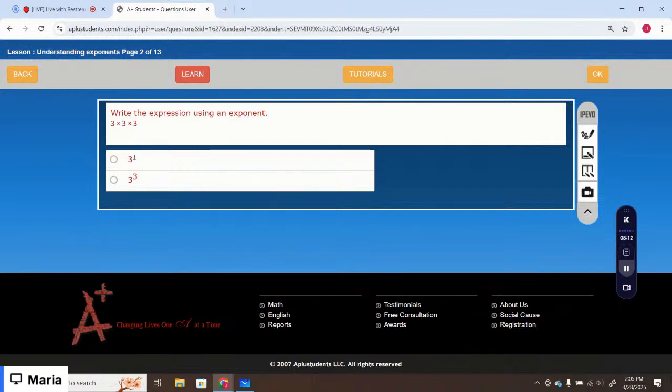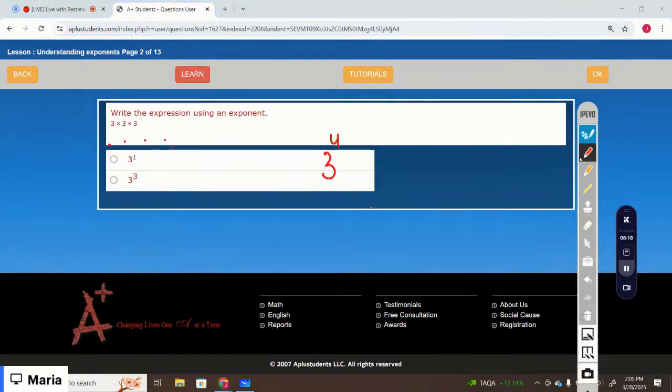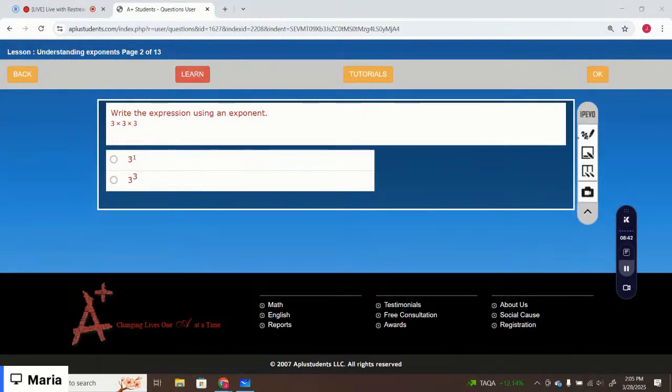Write the expression using an exponent. Three times 3 times 3. That is 3 exponent 3. Option number 2 is the correct option. Got it? You are multiplying 3. How many times? 3 times. So option number 2 is the correct option. Got it?